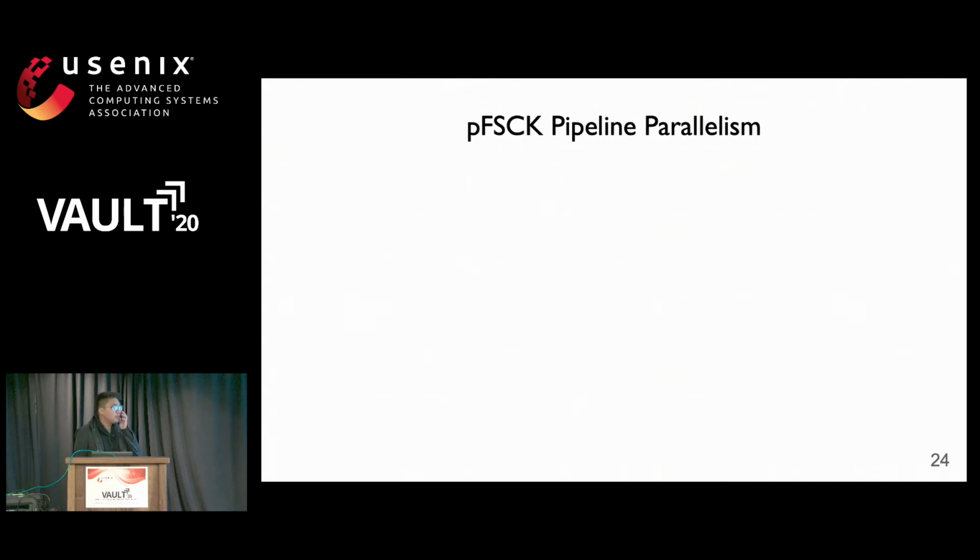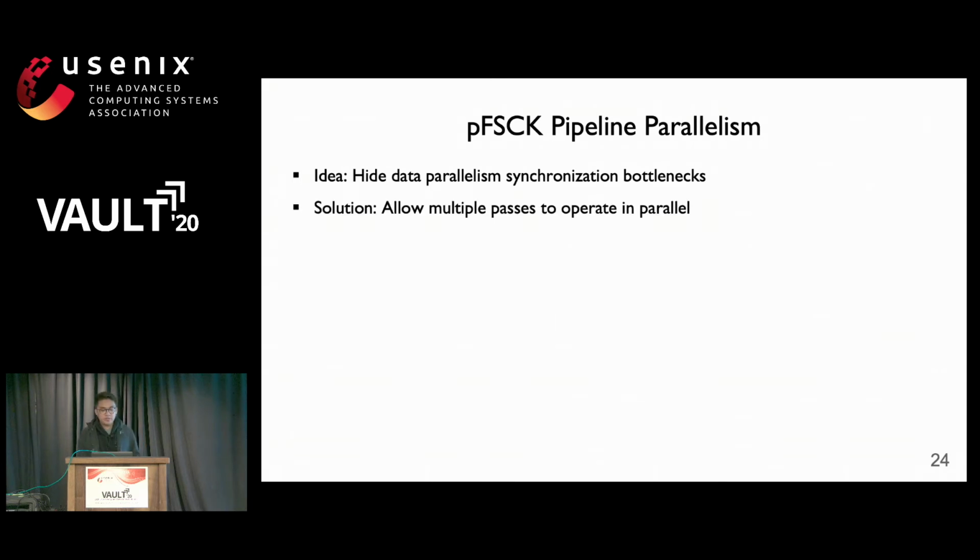However, this is where pFSCK's pipeline parallelism comes in. Instead of resolving contention on these shared data structures, what we can do is hide the data parallelism synchronization bottlenecks. And we can do this by allowing multiple passes to operate in parallel. This would effectively increase the amount of metadata being checked across passes instead of just a single pass.